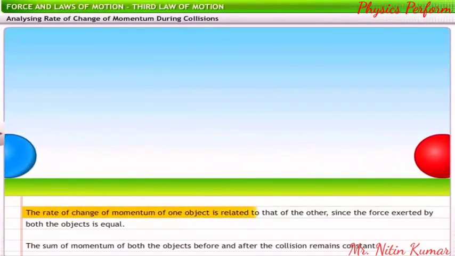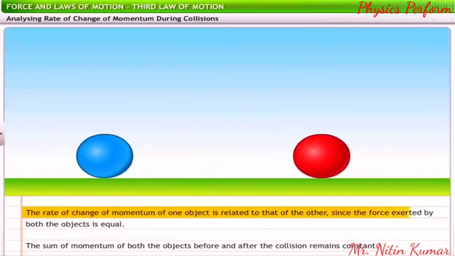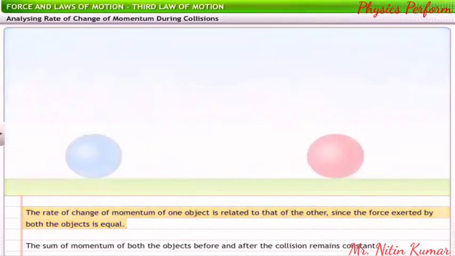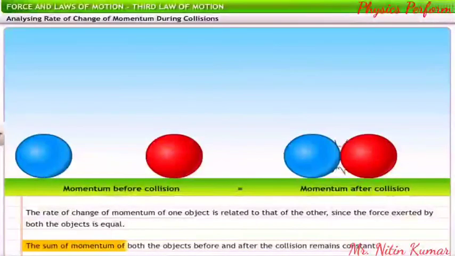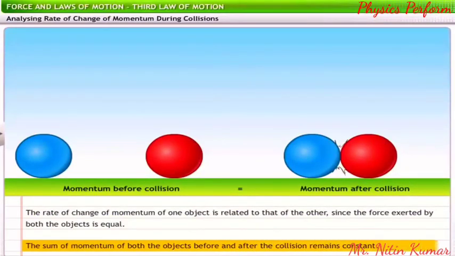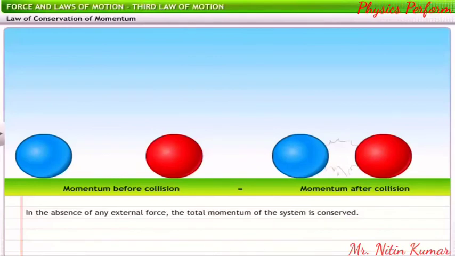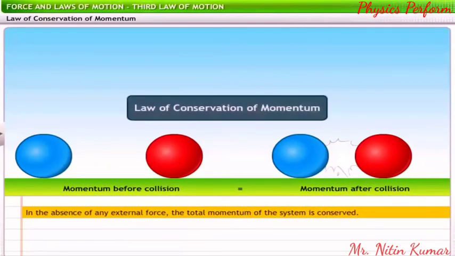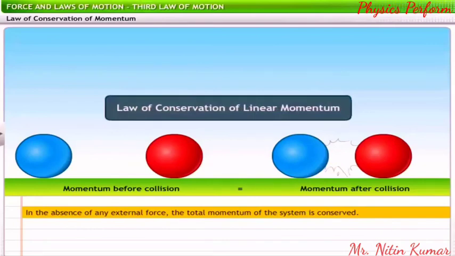This means that during a collision, the rate of change of momentum of one object is related to that of the other, since the force exerted by both the objects is equal. However, the sum of the momentum of both the objects before and after the collision remains constant. Hence, in the absence of any external force, the total momentum of the system is conserved. This is known as the law of conservation of momentum.